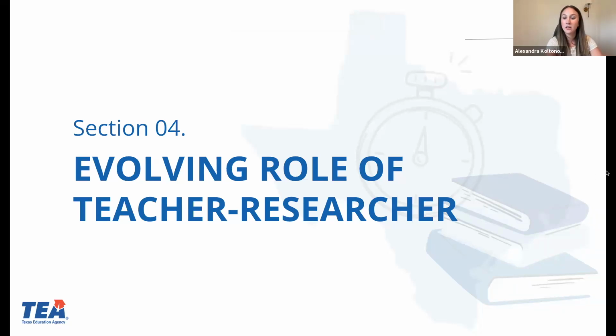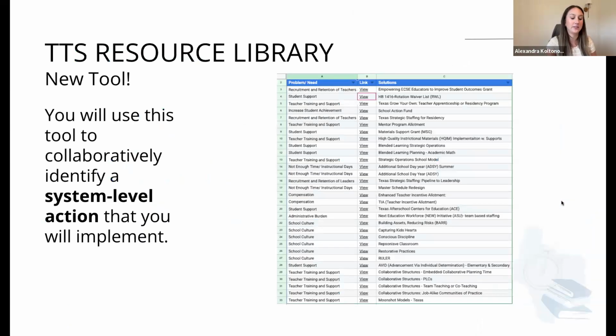All right, so now we're going to touch on section 4, which is talking about the role that the teacher researcher is going to play during the remainder of the project. As a reminder, the teacher researcher had a key pivotal role during phase 1. They were doing all that data collection, synthesizing the data, and summarizing what was needed by the teachers themselves. They're still going to play a role throughout the remainder of the project. It's just going to look a little bit different.